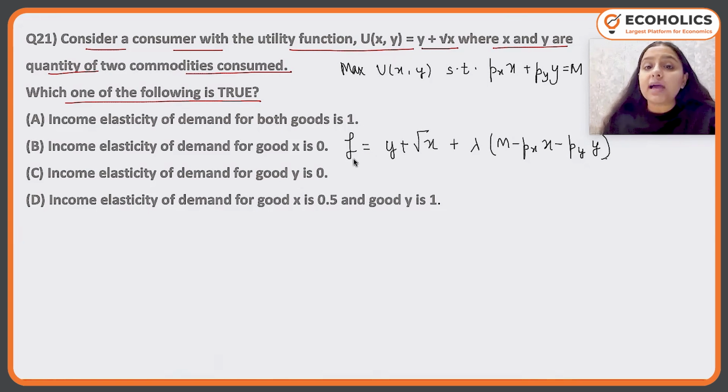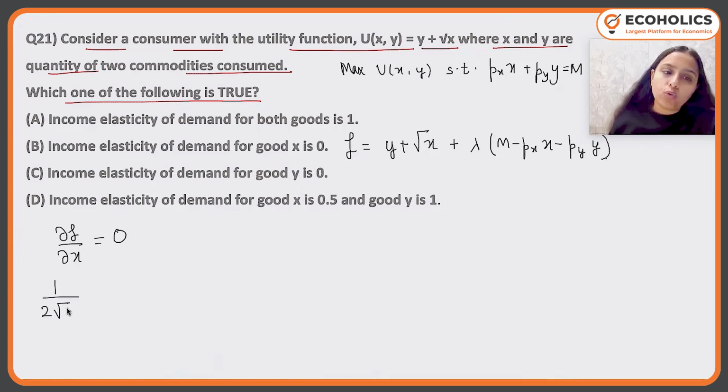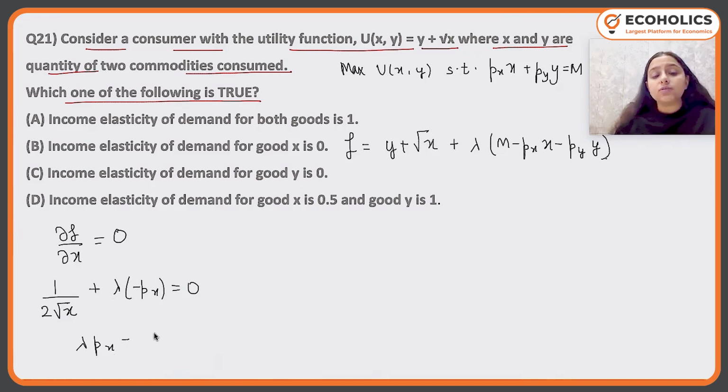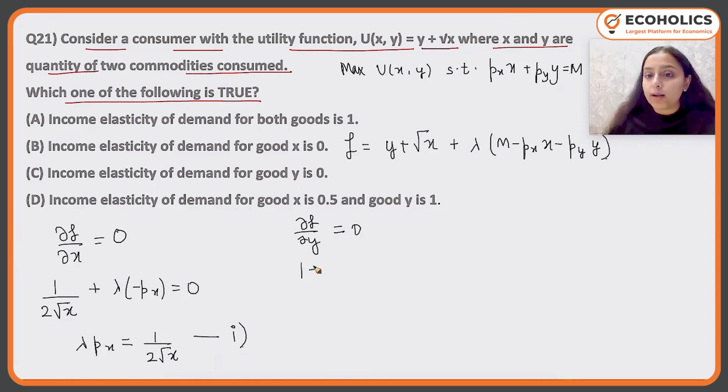Now, the first thing I will be doing is the partial derivative with respect to x, and put it equal to 0 to get some values. This will give me 1 upon 2 root x plus lambda, and over here I'm going to get minus price of x equals to 0. Now this gives me lambda Px is equal to 1 upon 2 root x. I can consider this as equation 1. When I do partial derivative with respect to y, put it 0, I am going to get 1 plus lambda times minus Py equals to 0. This gives me lambda Py equals to 1.